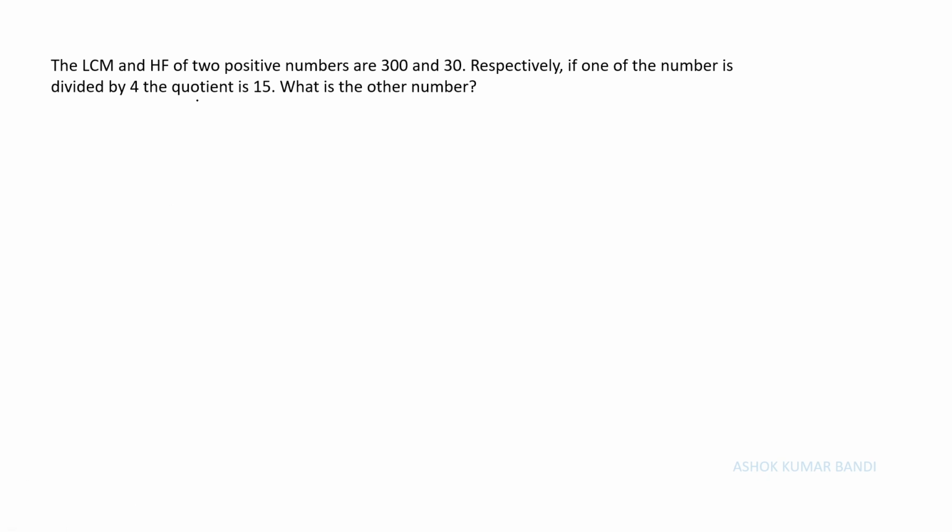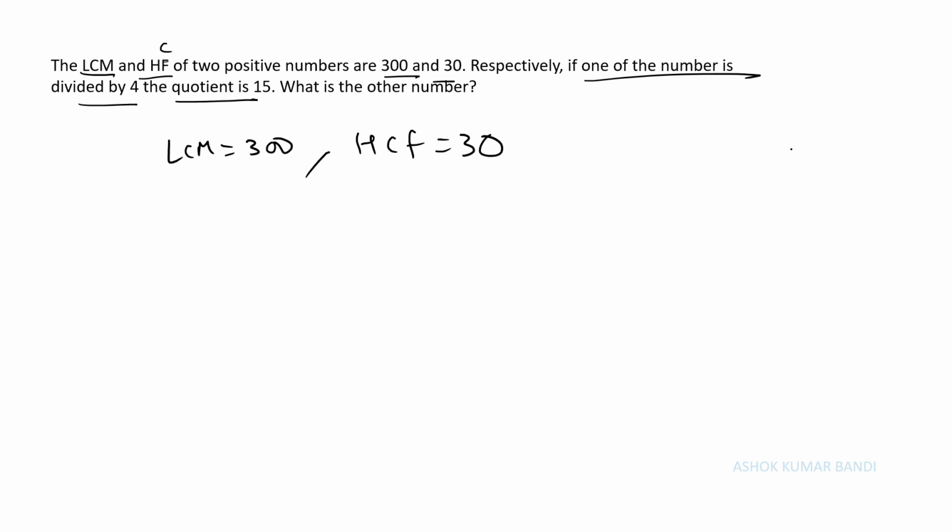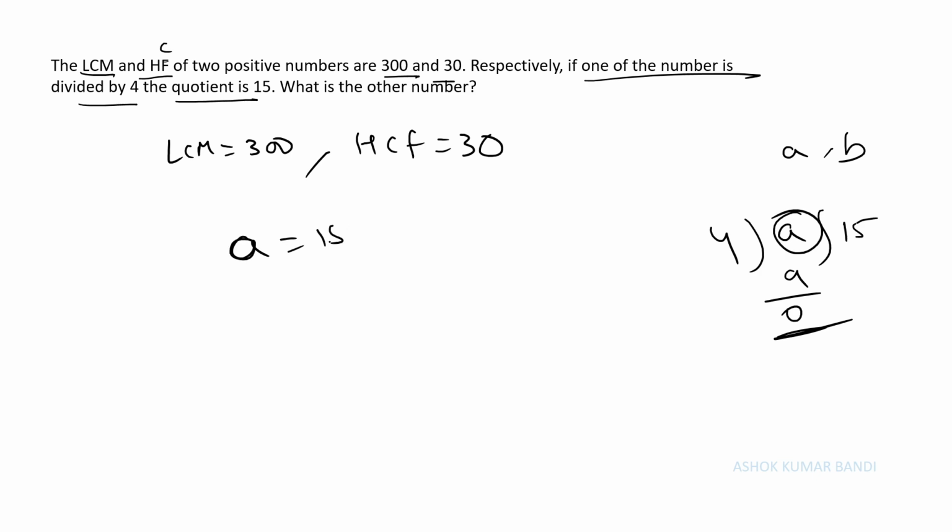See here, the LCM and HCF of two numbers are 300 and 30. So LCM is equal to 300 and HCF is equal to 30. If one of the numbers is divided by 4, the quotient is 15. Let us take one number as a and the other number as b. If you divide this number by 4, you get quotient 15. That means a will be 15 into 4, which is equal to 60.